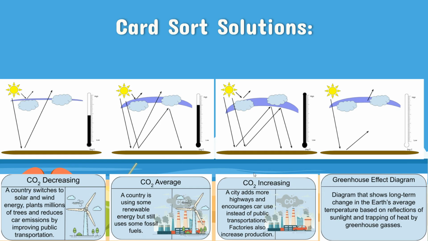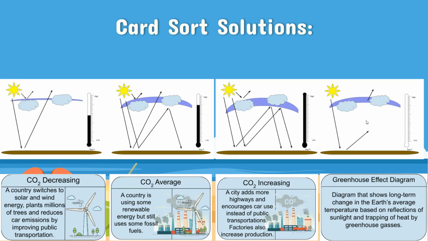This next one is where CO2 levels are increasing. Cities are adding more highways, encouraging more car use instead of public transportation. Factories are also increasing production and therefore producing more greenhouse gases. And again, you can see that more of that is getting reflected back by those greenhouse gases and trapped on the Earth to heat up the Earth further.